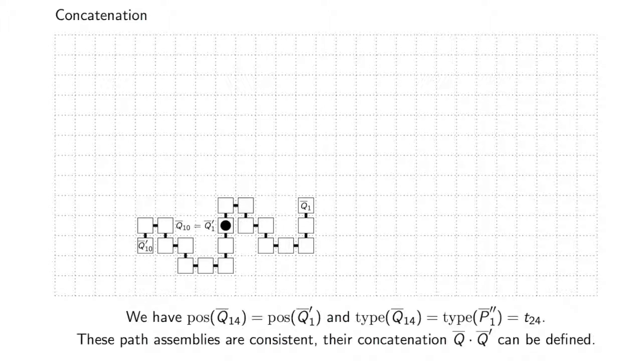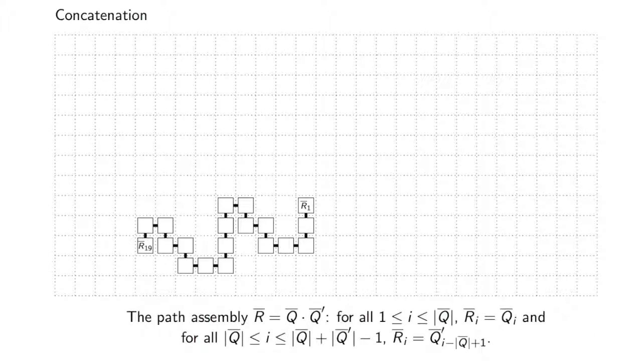Now consider the interactions between Q and Q'. The last tile of Q occupies the same position as the first tile of Q', but in this case, both of these tiles are of type T24. In this case, we can concatenate Q and Q'. Here we represent a path assembly R, which is the concatenation of Q and Q'. The size of R is 19.